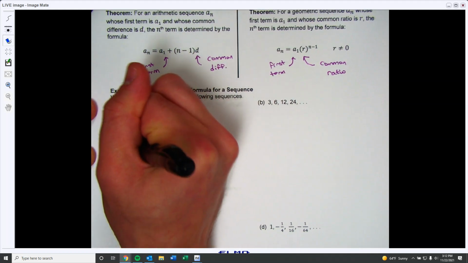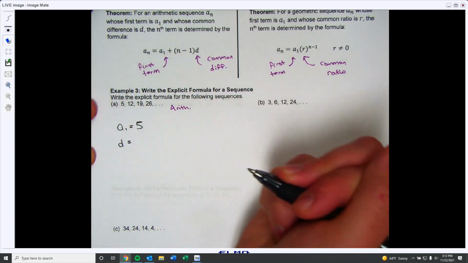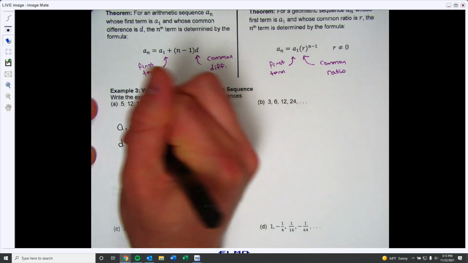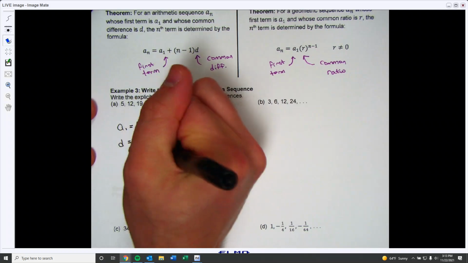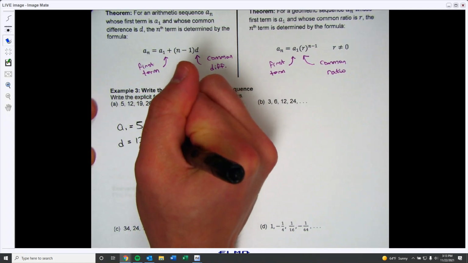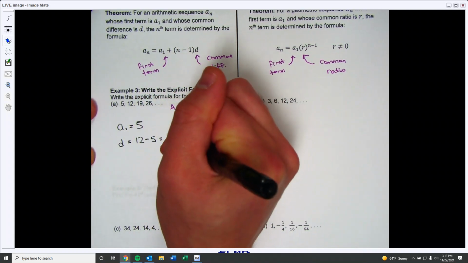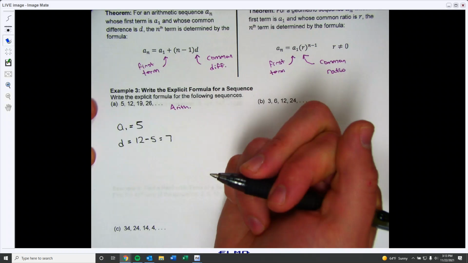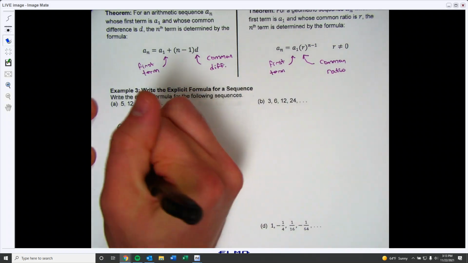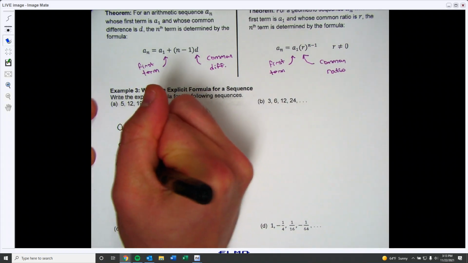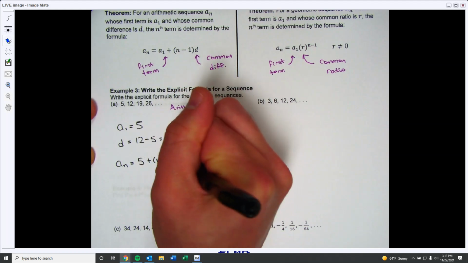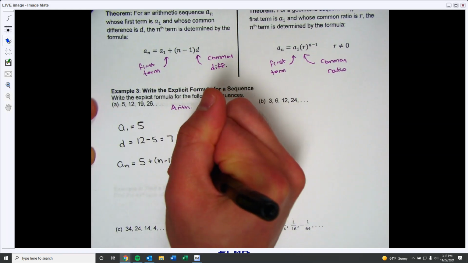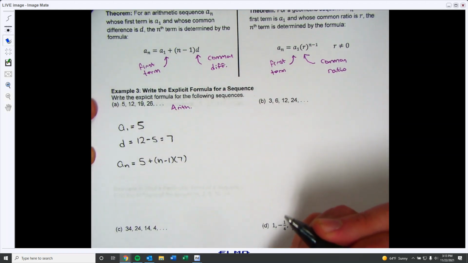Next thing I need is my common difference, D. So to find D, I see that we're going up by 7, so if you just want to write 7, go for it. If you want to double check yourself, I can do 12 minus 5, and that gives me 7. All right, now we're going to use this formula up here. So I have AN equals my first term 5 plus n minus 1 times our common difference 7.